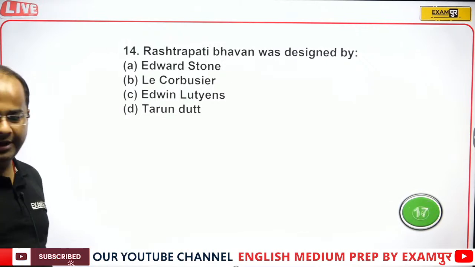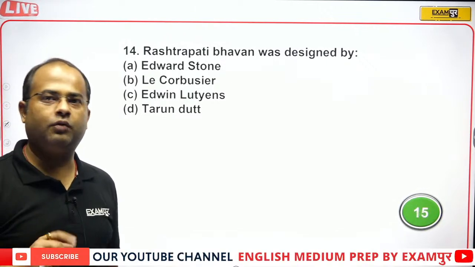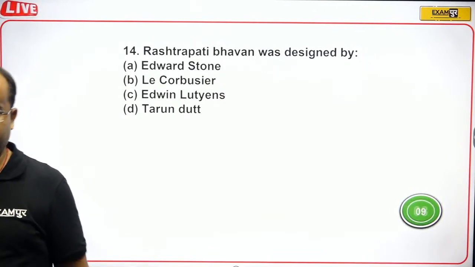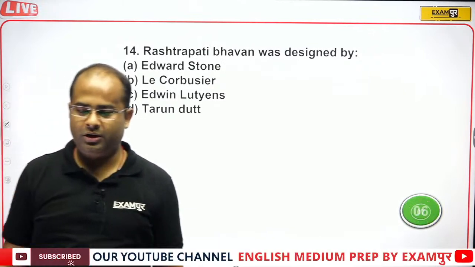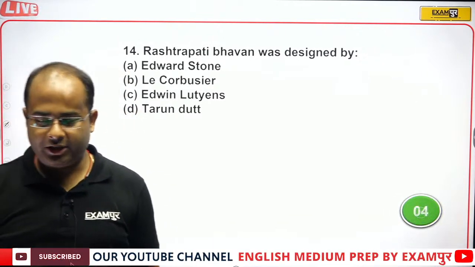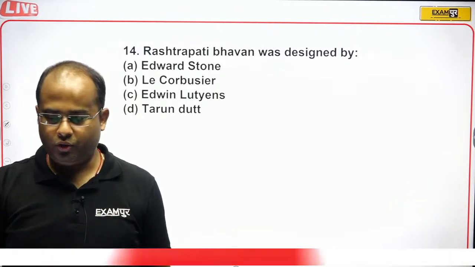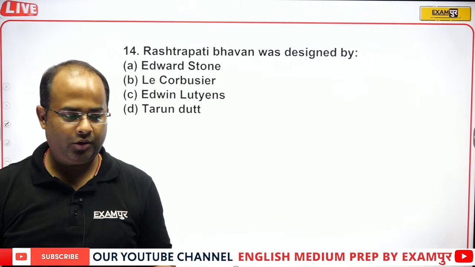Now come to a very good question: Rashtrapati Bhavan was designed by whom? Is it Edward Stone, Le Corbusier, Edwin Lutyens or Tarun Dutt?